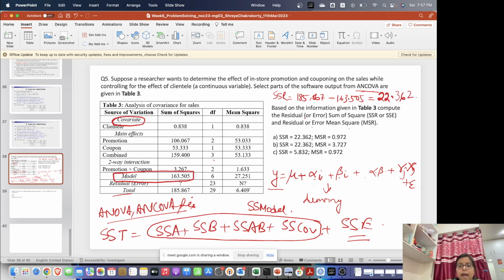Okay, and here we have been given the degrees of freedom. The degrees of freedom is 23. Therefore MS would be 22.362 divided by 23, and this would be 0.972. Okay, I hope this is clear.